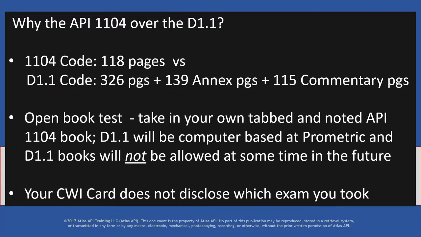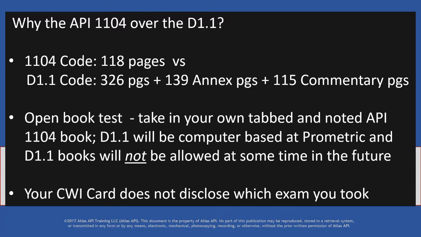So the 1104 code book in totality is 118 pages long. The D11 code book is nearly 600 pages long, but about half of that is what you really need to know. The first half, which is the code section. The back half, which includes the annexes and the commentary pages, be familiar, but you aren't going to be tested on that. So the 1104 book is about a third the length.